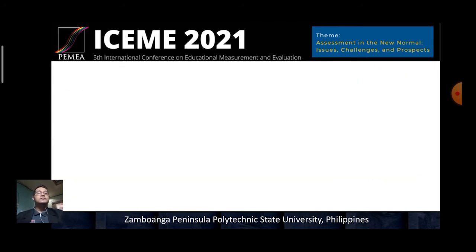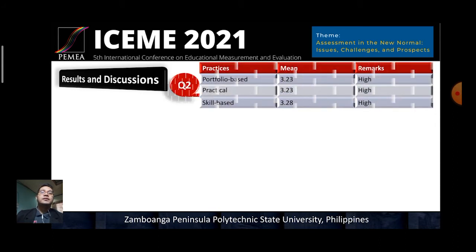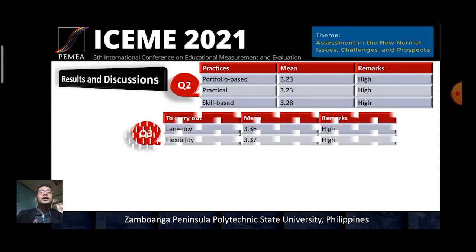So after gathering the data, the results and discussions are as follows. For question number 2 on practices, portfolio-based assessment, practical assessments, and skill or competency-based assessments receive high marks, which means that both the students and teachers agree that these practices are being done by teachers and being experienced by the students. On question number 3 on strategies to carry out assessments, teachers and students agree that leniency and flexibility have been implemented or are being conducted by teachers.